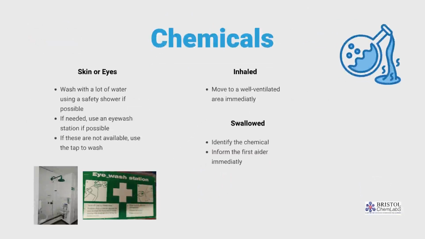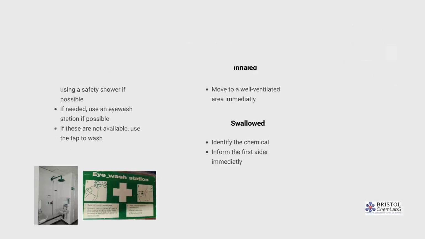If available, safety showers and eye wash stations should be used in the case of chemical contact with skin or eyes. Chemicals must be washed off as quickly as possible, and if these are not available, you can use a tap. If chemicals have been inhaled, move to a well-ventilated area immediately, and if chemicals have been swallowed, you must try to identify the chemical to inform the first aider.